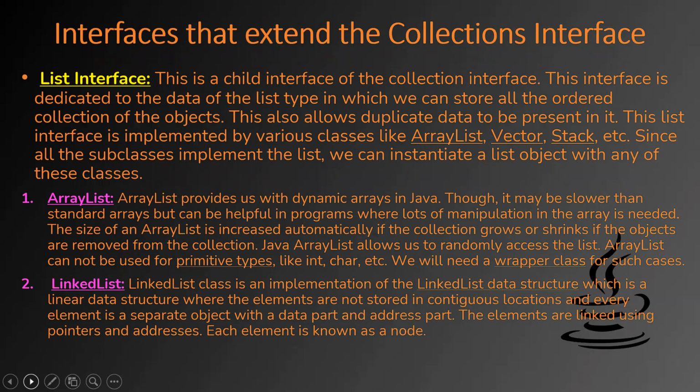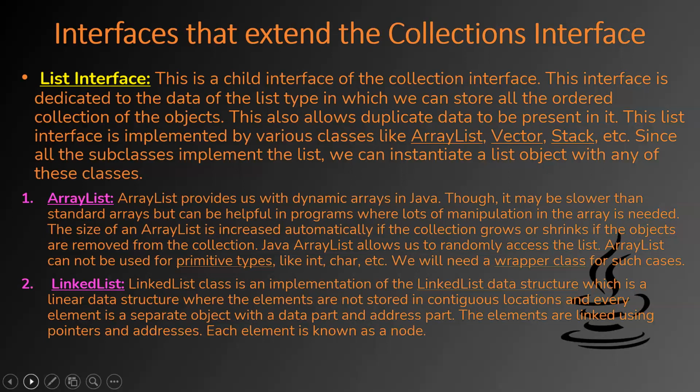As I told, the yellow ones are the interfaces and the pink ones are the classes associated with the interface. List interface. This is a child interface of the Collection interface. This interface is dedicated to data of list type, in which we can store an ordered collection of objects. It allows duplicate data to be present in it. This List interface is implemented by various classes like ArrayList, Vector, Stack, etc. Since all the subclasses implement the List, we can instantiate a list object with any of these classes. So let's see what those classes are.